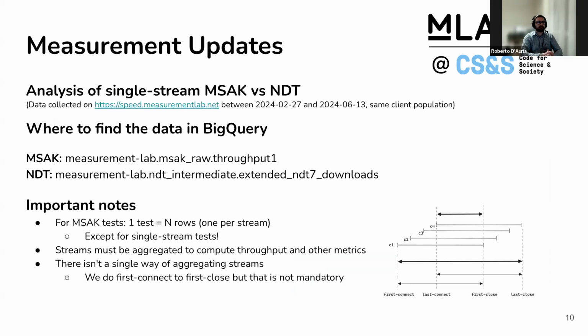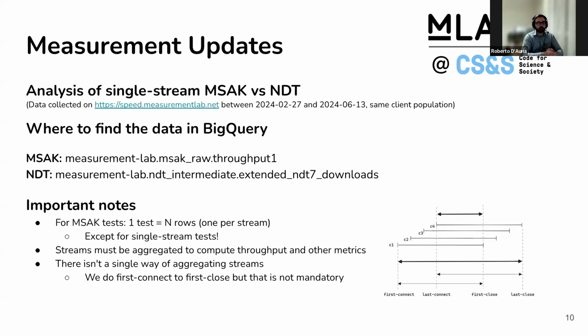For NDT tests, one row in the NDT7 downloads or uploads table equals one test. But since MSAK tests in general can be multi-stream, one test equals n rows. And these rows have to be aggregated somehow to compute throughput, RTT, etc. There isn't a single way set in stone of aggregating streams. There are several options which are represented here.